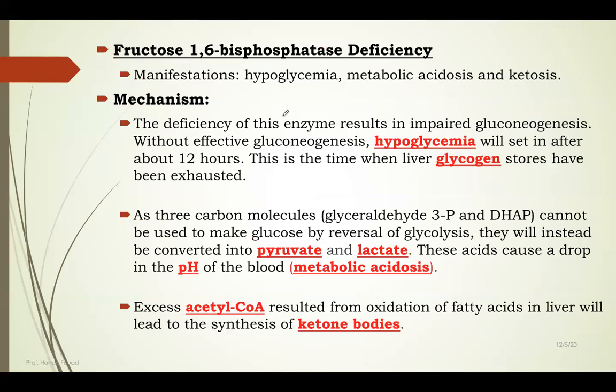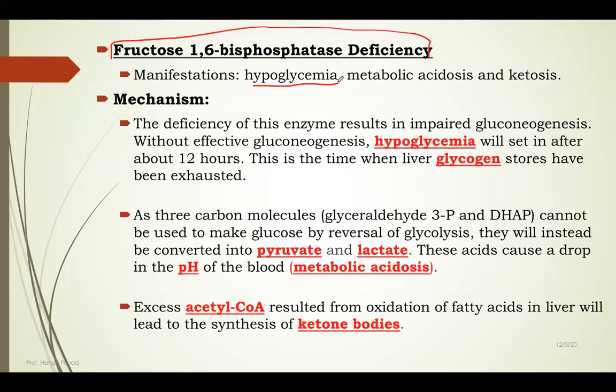The last thing is the disease. It is very important to study the disease. The metabolic disease is called fructose 1,6-bisphosphatase deficiency. This is a key enzyme of gluconeogenesis. If we don't have this key enzyme, there will be hypoglycemia. Why hypoglycemia? Because the body cannot synthesize glucose during starvation.